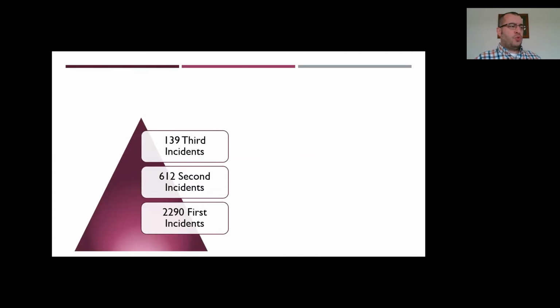Looking specifically at 2018, here's the breakdown of the different types of incidents that we saw. 2,290 of the reported incidents were a situation where it was the student's first offense, 612 were their second offense, and 139 cases were where the student had committed at least 3 different incidents of plagiarism or academic dishonesty. It is at that point when they are brought forward to the standards board, and I'll talk a little bit more about what the standards board does in hopes of trying to curtail plagiarism for students who have multiple violations.